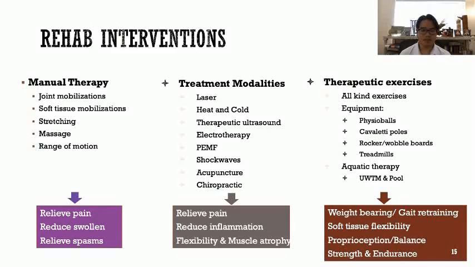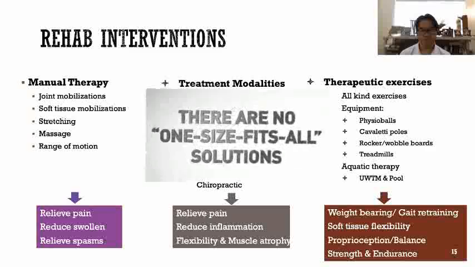Therapeutic exercises, all kinds of exercises with or without equipment. If you're using equipment, you can use physio ball, cavaletti pole, rocker board, treadmills, and then also aqua therapy utilizing underwater treadmill and pole. And those exercises are very important, they help to build up the strength, improve the weight bearing, gait retraining, soft tissue flexibility, proprioception, balance, strength, and endurance. So again, there's no one size fits all. So you just have to select your treatment plan or interventions based on the individual assessments.